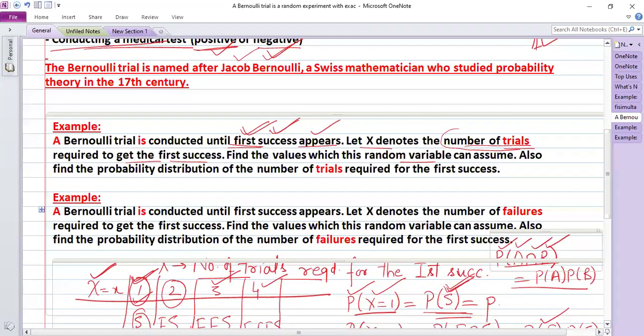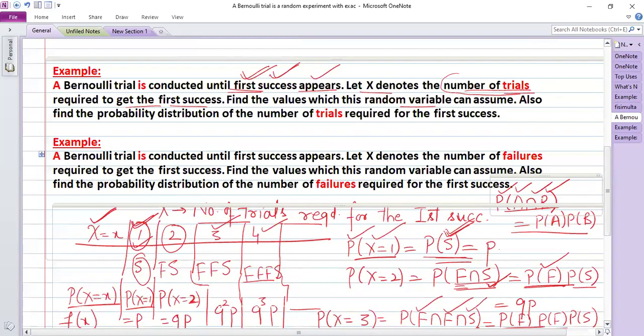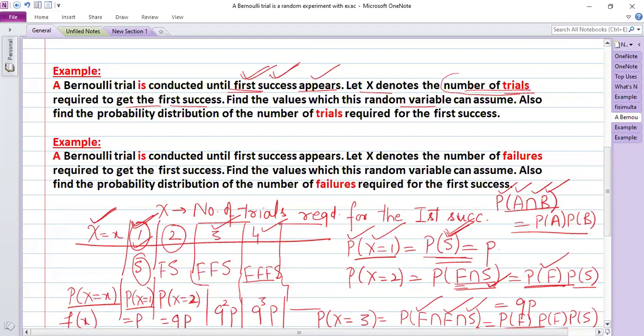Please see here. Now, this example and that example appear the same, but please mind, they are not the same. Actually, in both the examples, Bernoulli trials are conducted until we get our first success.